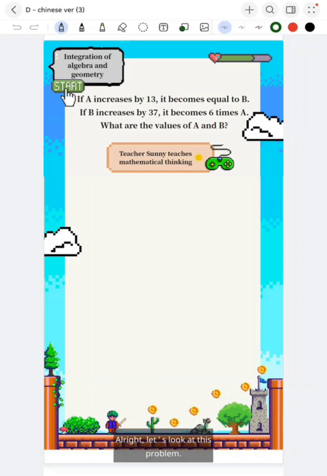All right, let's look at this problem. If A increases by 13, it becomes equal to B. If B increases by 37, it is exactly 6 times A. Find the values of A and B.